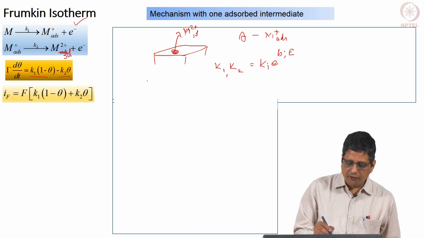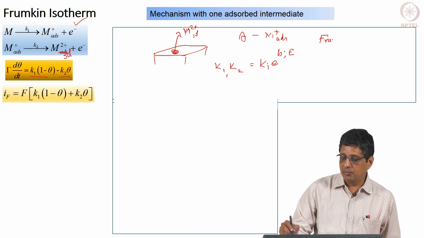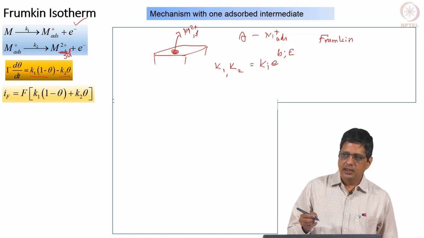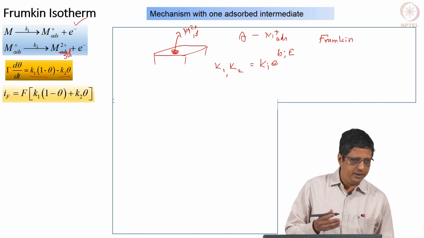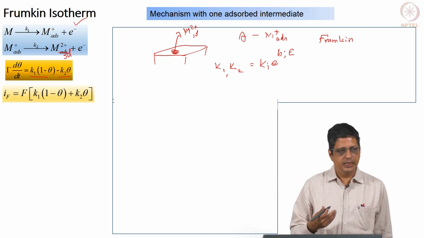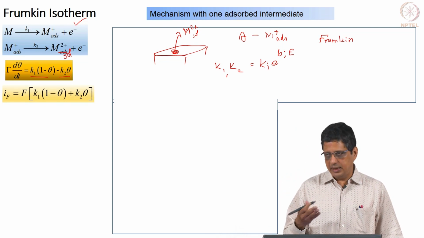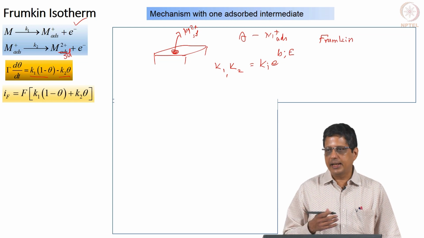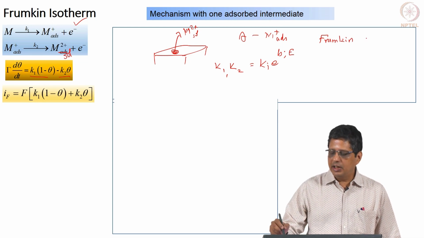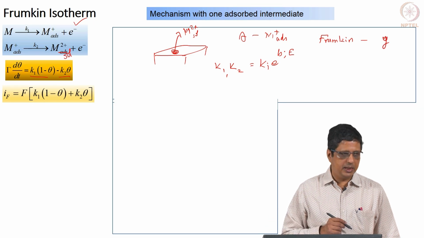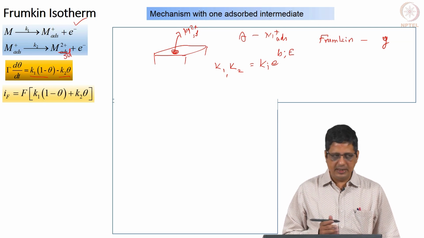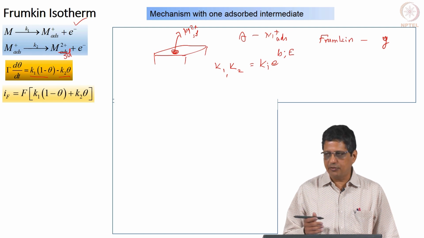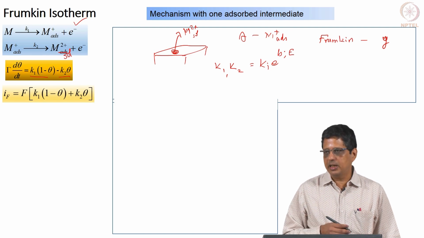Now, the Frumkin isotherm: the interaction between the adsorbed species cannot be neglected. An adsorbed species may repel the next species or it may attract. Typically, it will repel. It has a parameter called G. If G is positive, it means the adsorbed species will repel each other. If it is negative, it means they will attract each other, which will facilitate the formation of that species, and if it is 0, it becomes the Langmuir isotherm.